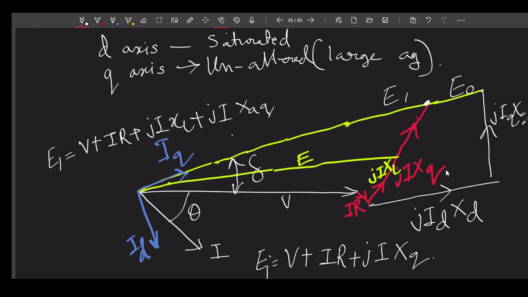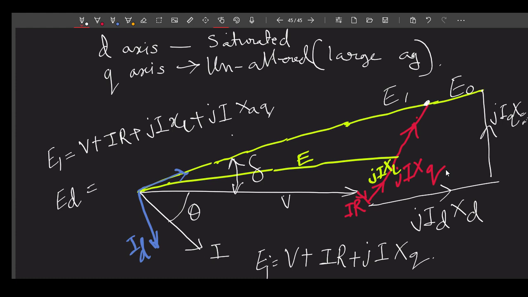Now jIXAQ. Here, because we know XL plus XAQ is equal to this one. So now we can write another voltage equation, that is your ED.